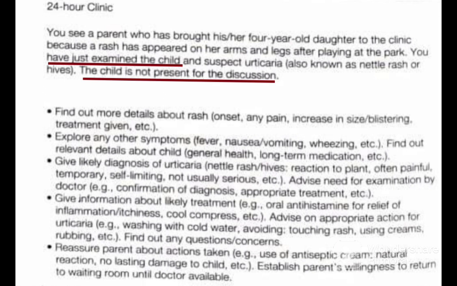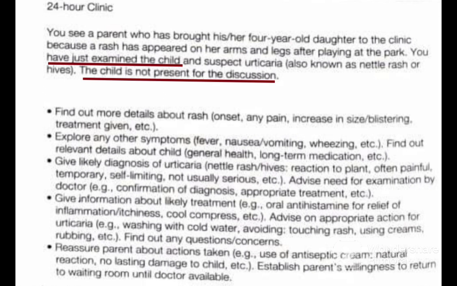For example, the baby's name is Maria. So how can we start? You can see the first task: find out more details about the rash. You can start with your self-introduction. Good morning. My name is Reshmi Rajan. I am the in charge nurse for your baby. And if I'm not wrong, is it Maria's father? Like that we can start.